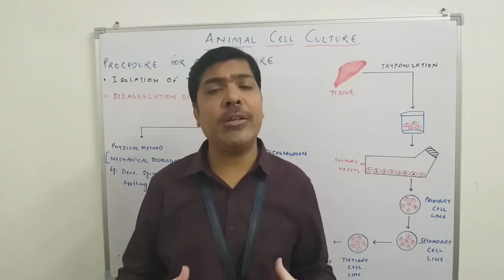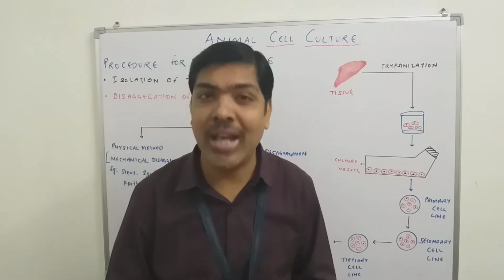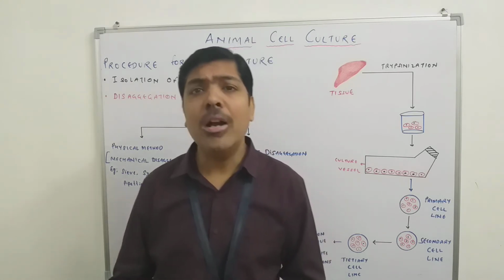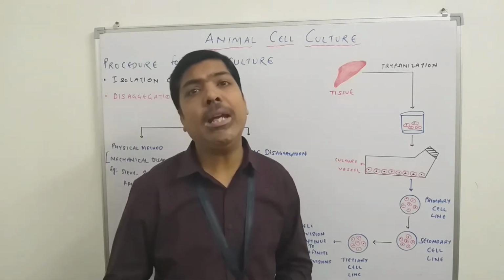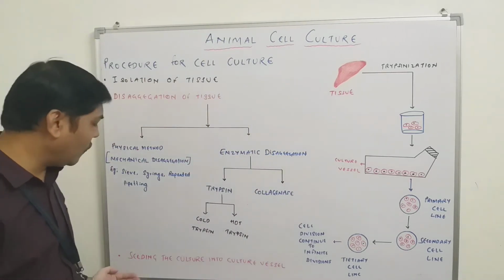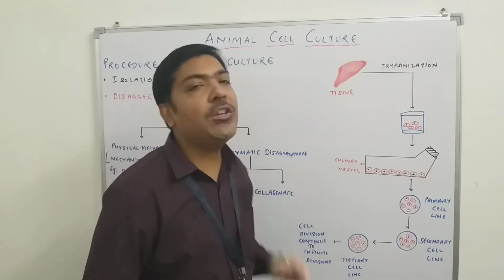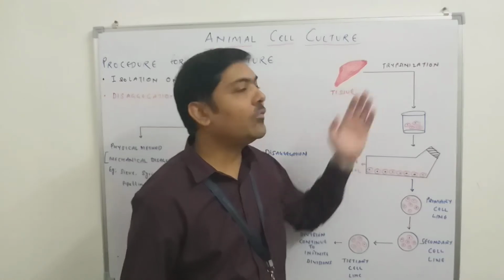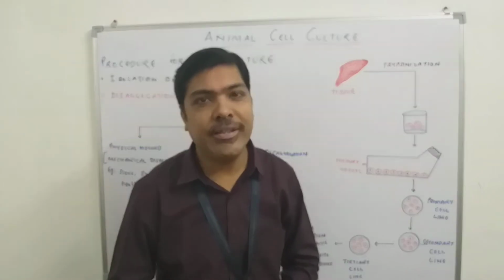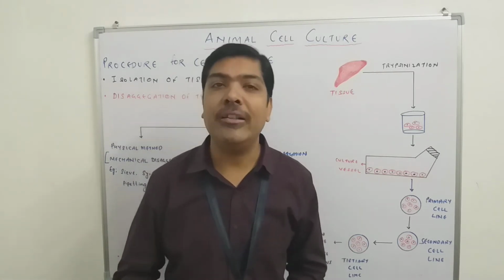So the trypsinization method and the collagenase method have the similarity that because of the addition of this enzyme, we get the disaggregated mass of the tissue. Once the disaggregation procedure is stopped, we have to go for seeding the culture into the culture vessel. As you can see in this diagram, initially we had some tissue, and because of the trypsinization or collagenase treatment, we have converted that tissue mass into disaggregated cells. This disaggregated mass of cells is further introduced into the culture vessel.